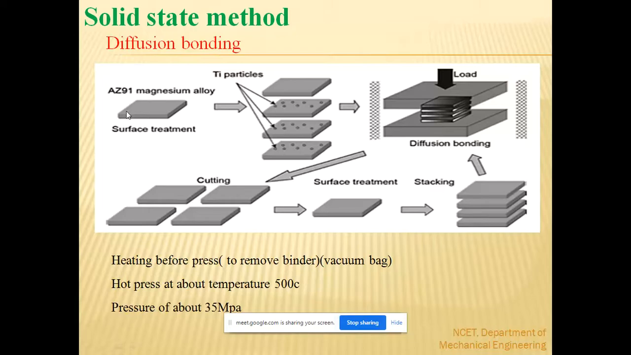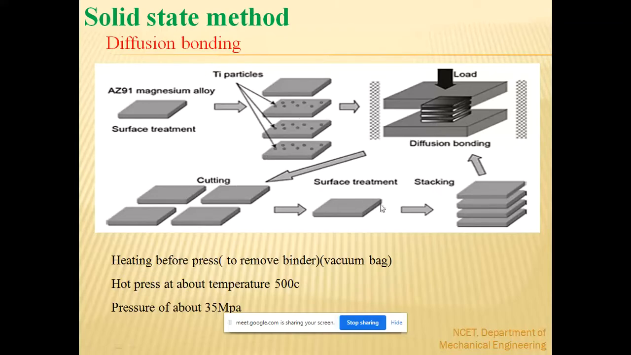Very simple. First, you select the matrix material. You select the reinforcement, one by one. Then you place them one on another in a stack. You apply heat to remove the binder. Then you load it into the machine and apply a compressive load at this much pressure and this much temperature. Then bonding takes place. After that, we take it out of the machine and cut it according to our required shape and size. This was the process of diffusion bonding.